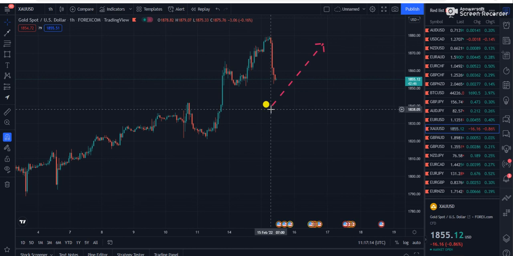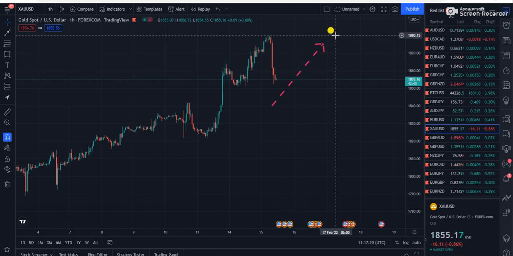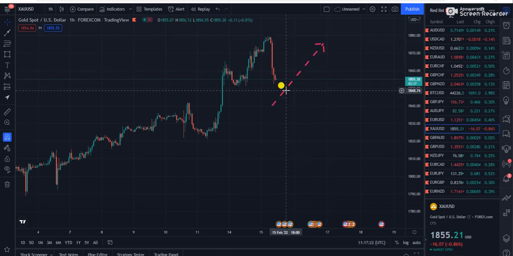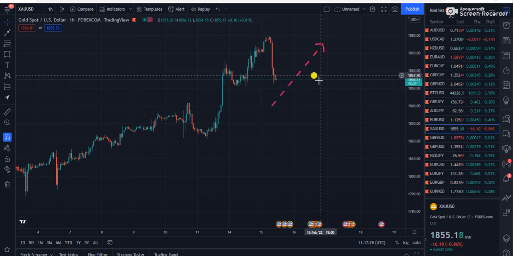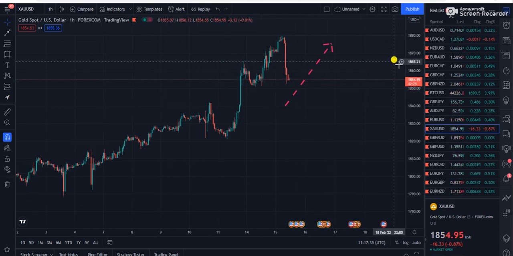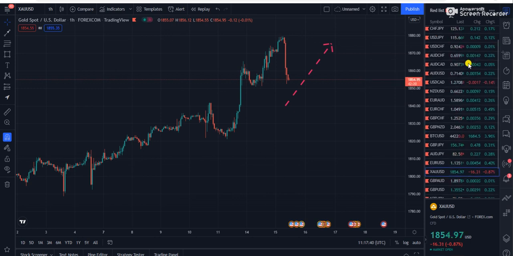So just note down these levels. 1840 could be the best level, and 1820 can be the levels for the gold to pump again in the upward direction. So you just need to keep an eye on both levels, 1840 something, and 1820. This could get the power of the upward trend from these levels, right? So overall, if you ask me, I'm still bullish on gold right now.